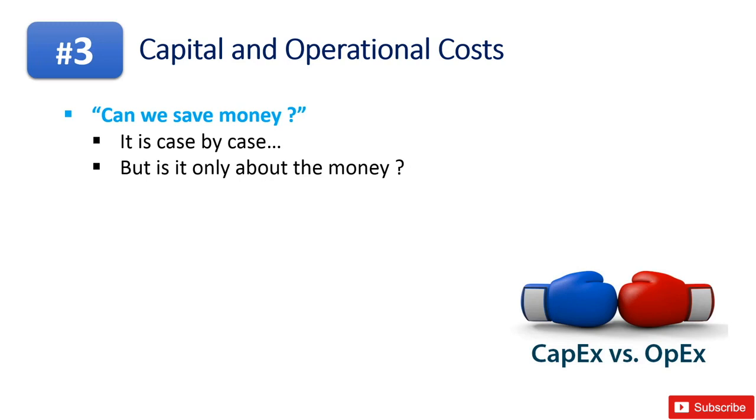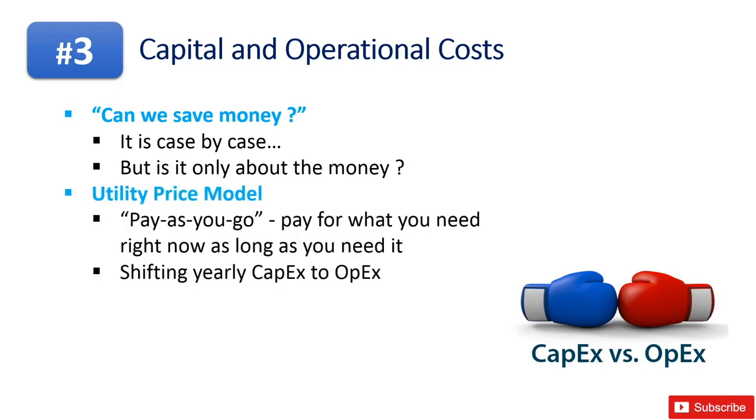Let's review some of the main money related things around public cloud computing. In the previous chapter, we saw that the public cloud is provided as a utility service like electricity, and it is based on a utility pricing model.